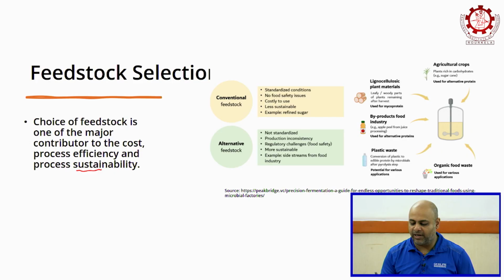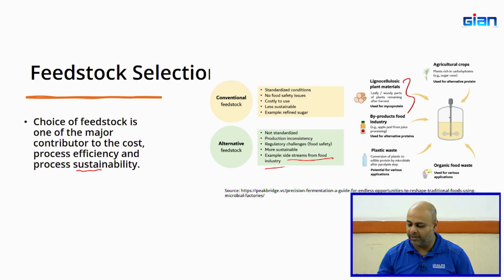Then examples would be the side streams from the food industry. The lignocellulosic plant materials which are used in fermentation, so leafy, woody parts of the plants, the remains after harvest, used for mycoprotein production. That's where I was saying the paralis can be used for mycoprotein production. The byproducts of the food industry, like the apple peel from juice processing, can be used for alternative proteins. Now apple peels, the citrus peels, do you think we'll be using that in submerged fermentation or solid state?